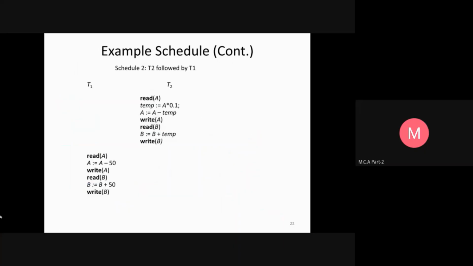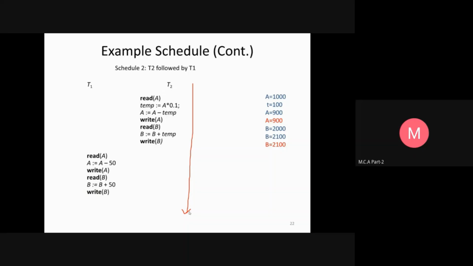So let's look at another schedule. In this particular schedule, since this is a chronological order, we have instructions executing in this manner. So let's see what our output is. T2 does a read of A, so it reads A as 1000. It modifies A, which we know as 100 now, and A becomes 900. It writes A, so the A written is 900. It then reads B, which is 2000. It modifies B to 2100 and writes B as 2100.